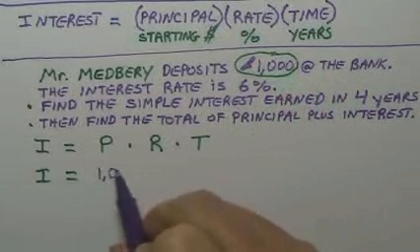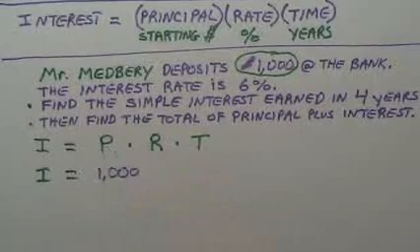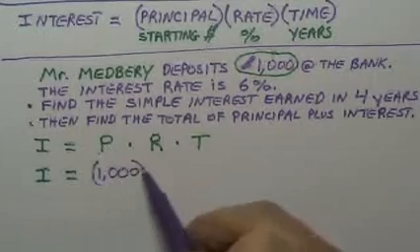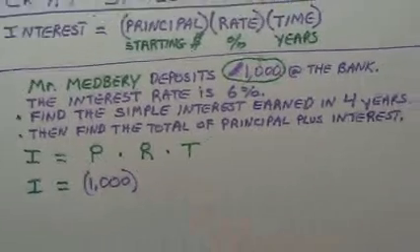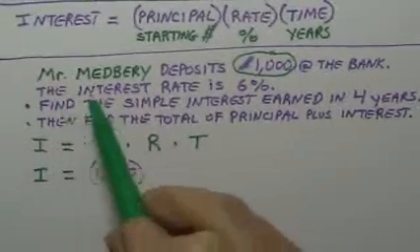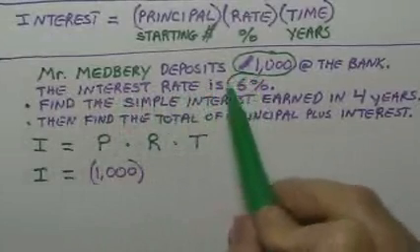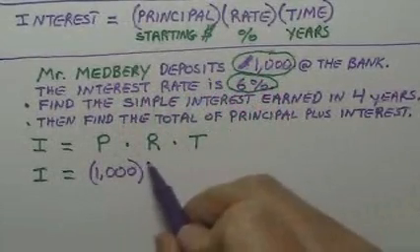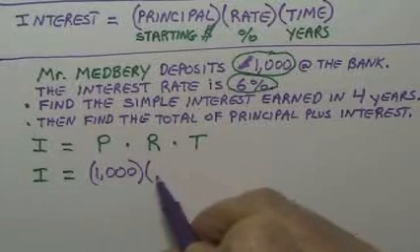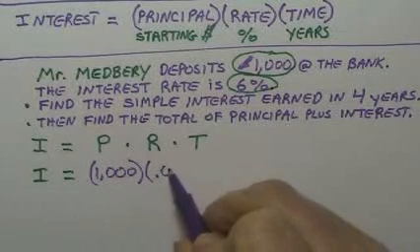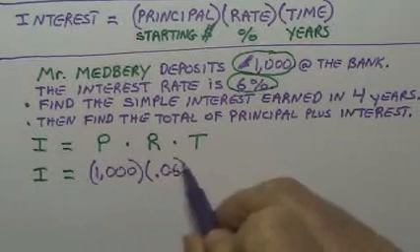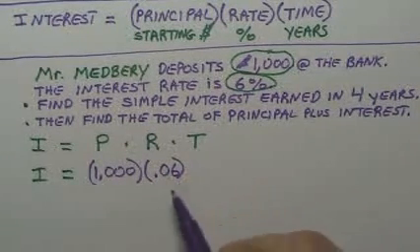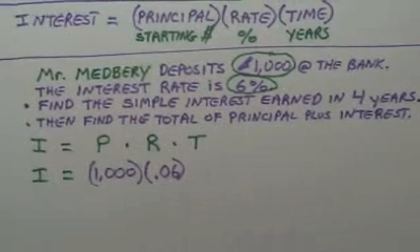So 1,000. That's my principal. And I'm just going to put that in parentheses. Times our rate. What's the rate? It says the interest rate is 6%. So that's our other number. Now, the thing is, when you put down 6%, put it in decimal form, 0.06. That's the decimal form of 6%. Because we're going to have to multiply these numbers out.